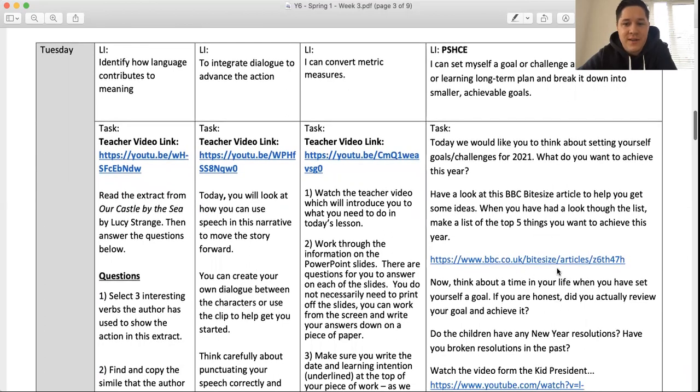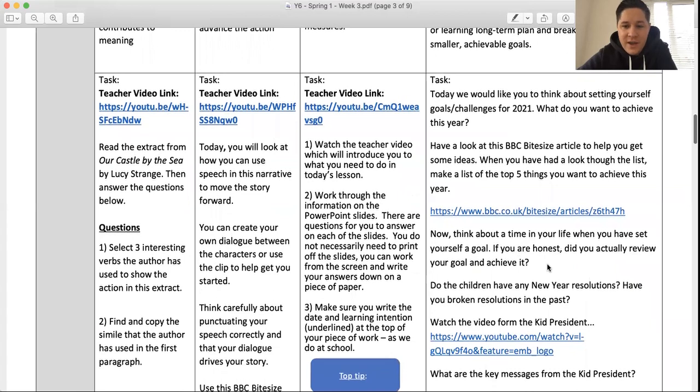Now, just to give you an idea, there's a little link to a bite-sized article here, which is all about challenges and things that you can do with your life, so that you've got something to aim for.